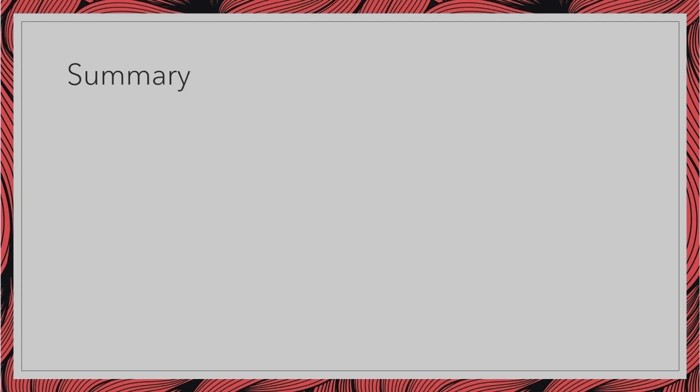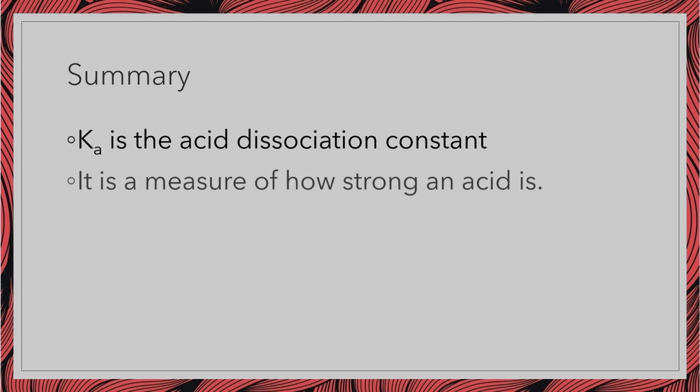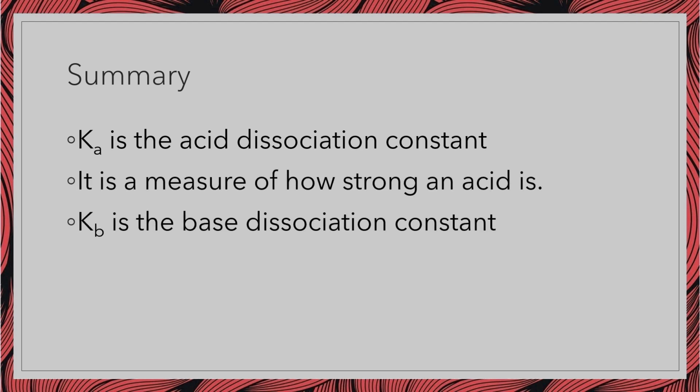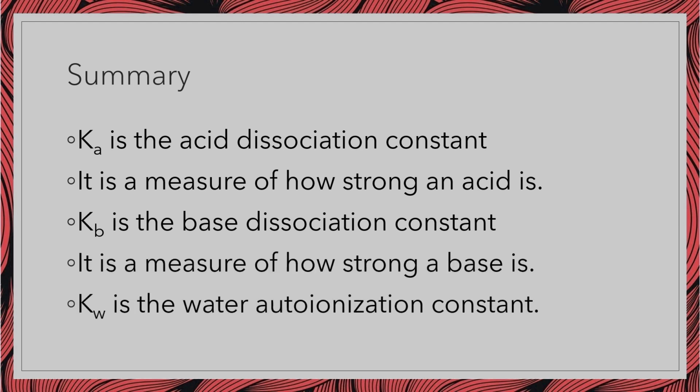Okay, so here's a summary for this lesson. Ka is the acid dissociation constant. It measures how strong an acid is. Kb is the base dissociation constant, and it measures how strong a base is. And Kw is our water autoionization constant and will always equal 10 to the negative 14 at 25 degrees Celsius.